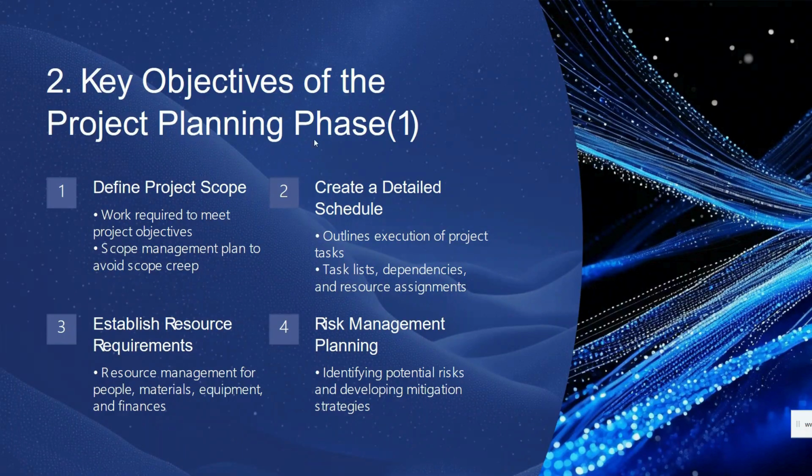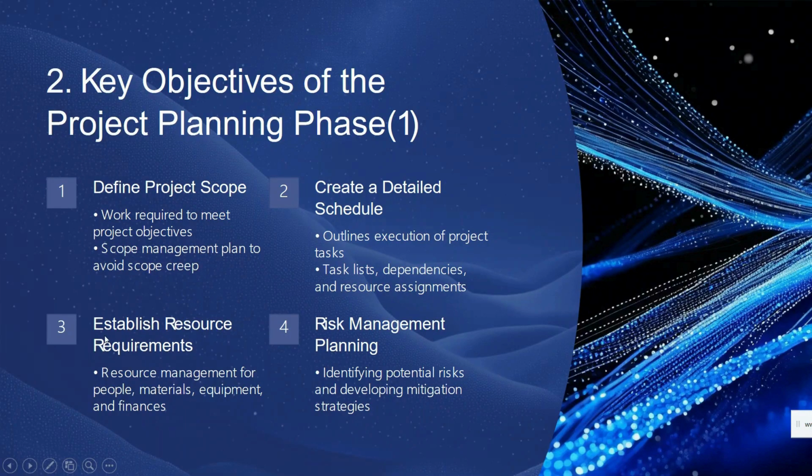Number two, we have here create a detailed schedule. So this schedule outlines when and how project tasks will be executed. This involves creating a task list, identifying dependencies, and assigning resources to ensure that the project stays on track and meets the deadlines. So you can see here it outlines the execution of project tasks, task list, dependencies, and resource assignment.